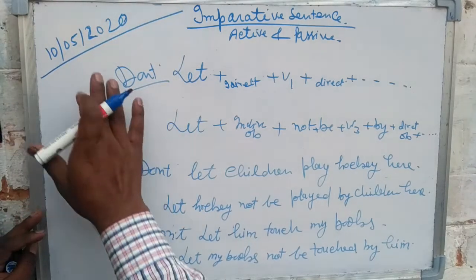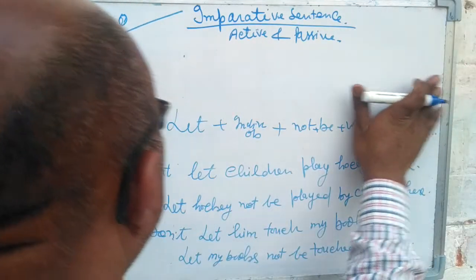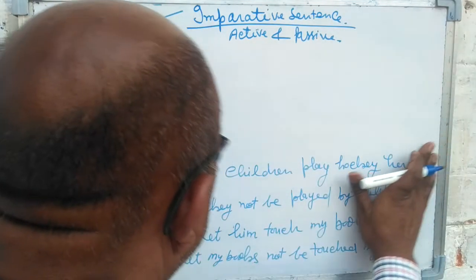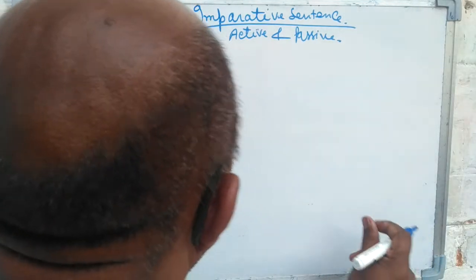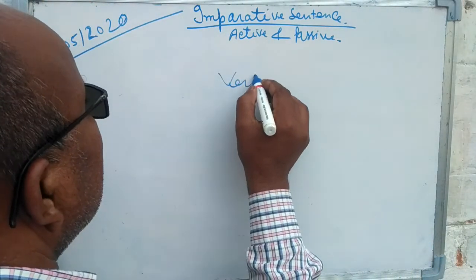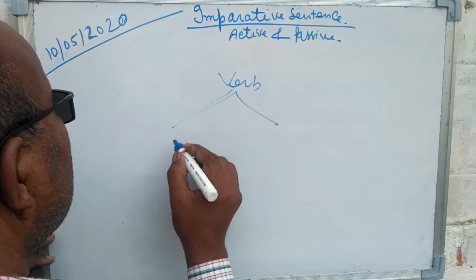You know, there are two types of verbs. Verb is divided into two parts.